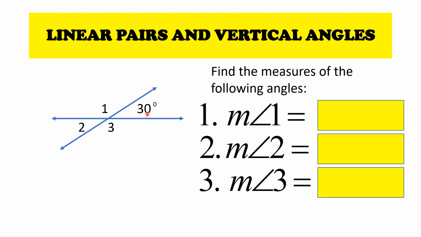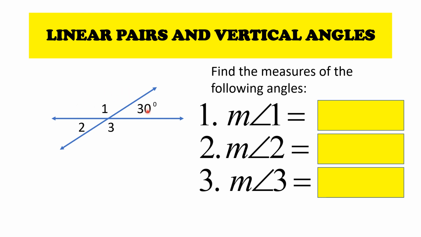So if we want to find the measure of angle 2, this angle and angle 2 are vertical angles, and vertical angles are congruent. So what is the measure of angle 2? So angle 2 is 30 degrees. How about the relation of angle 1 and this angle?